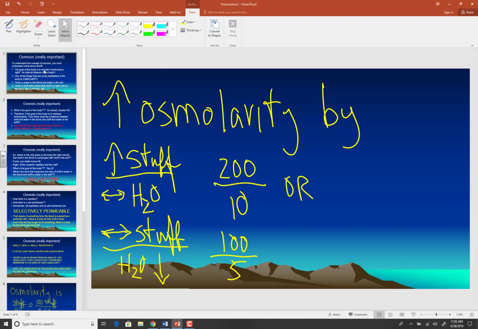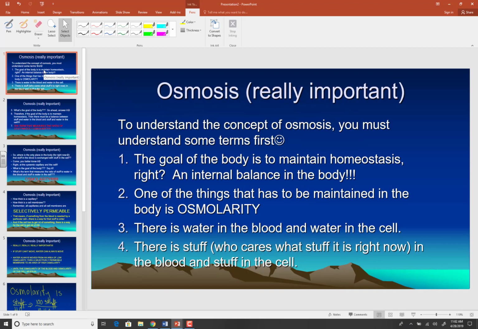And today, what I want to do is go over the concept of osmosis. Now, I can't even begin to tell you how important this is. If you're ever going to understand diabetes and why people pee a lot, drink a lot, eat a lot, when their blood sugar is really high, you have to understand this concept.